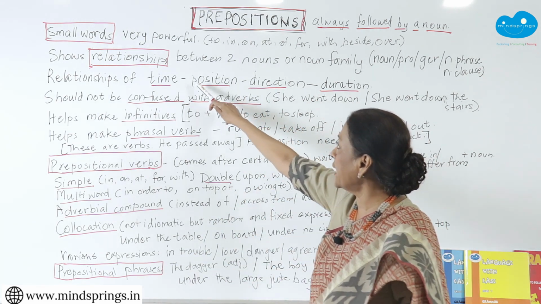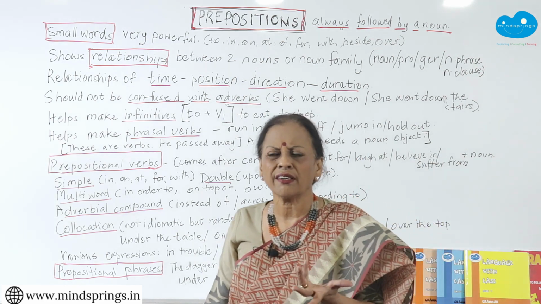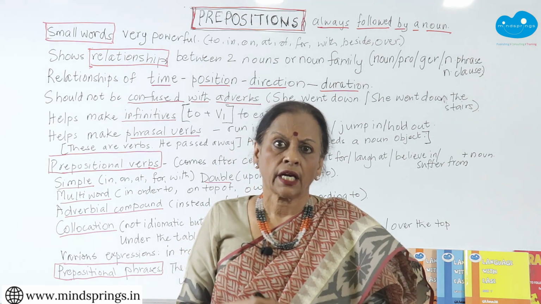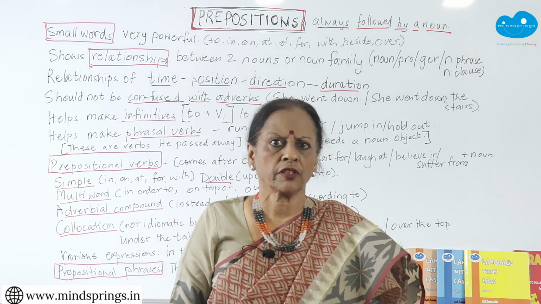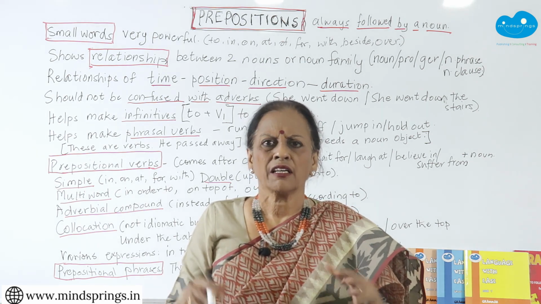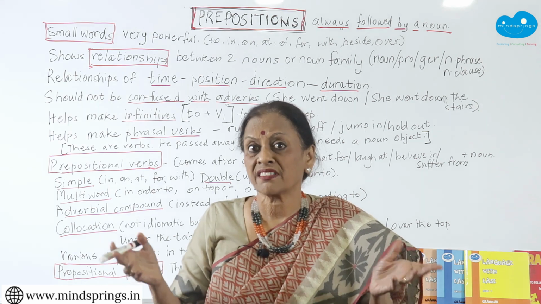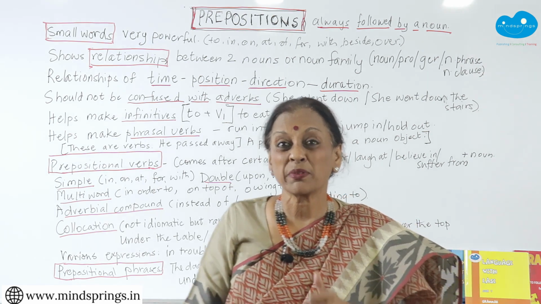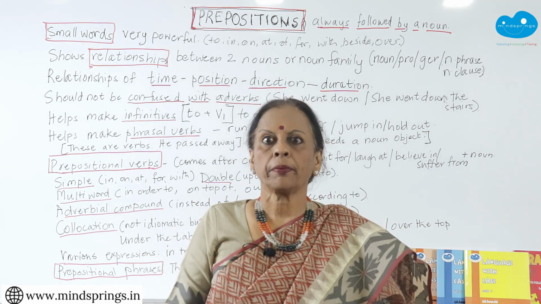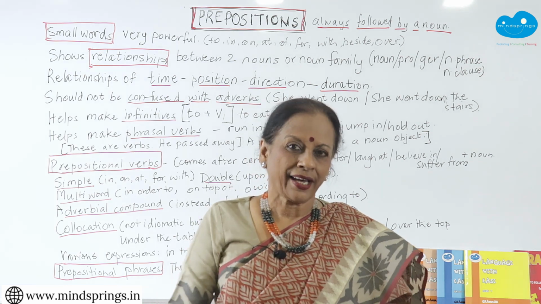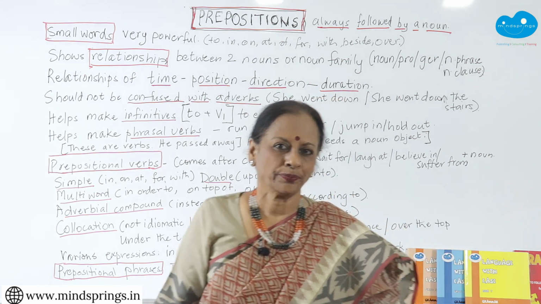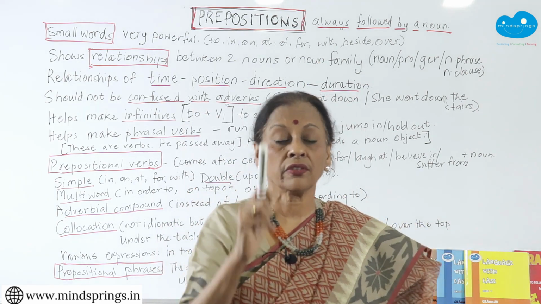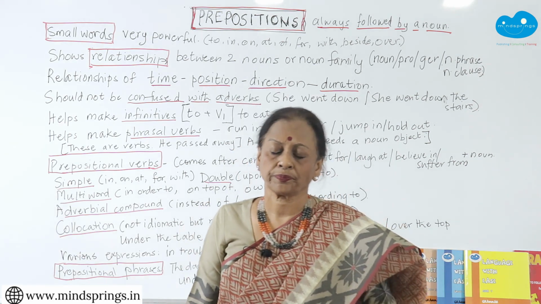Now, because there is this time, position, direction, etc., it overlaps with the adverb. Adverb also does that. Adverb of place, adverb of time, adverb of manner, things like that. But time and place is definitely a part of the adverb. So, very often the words of the adverb and the words of the preposition are the same. So, people are confused. And which rule comes to your rescue? This golden rule. The golden rule that the preposition is always followed by a noun.